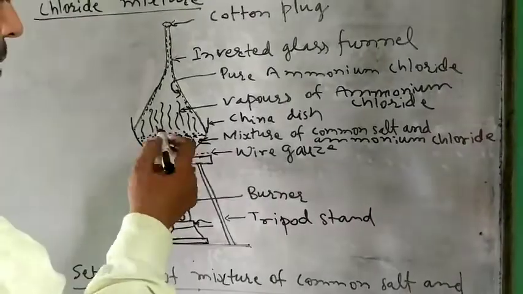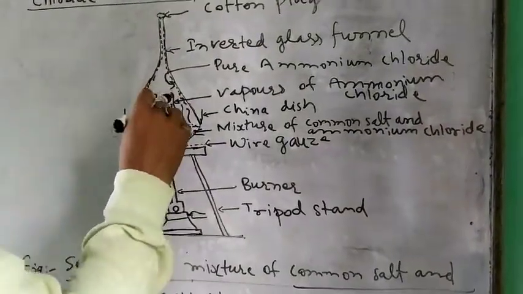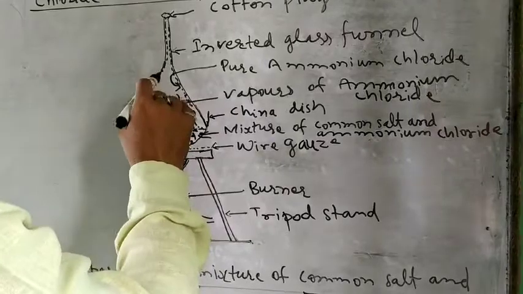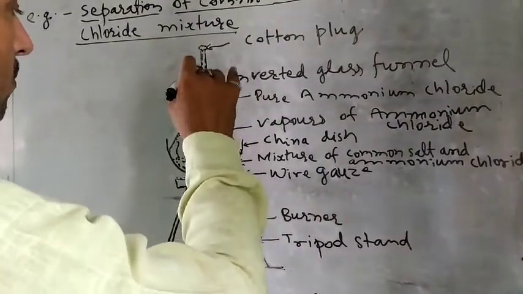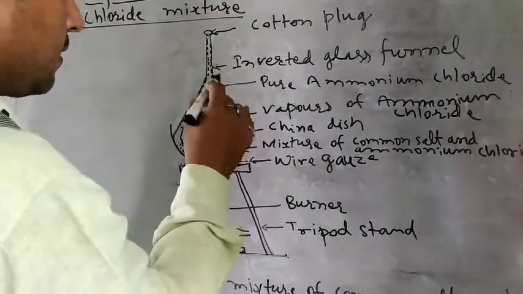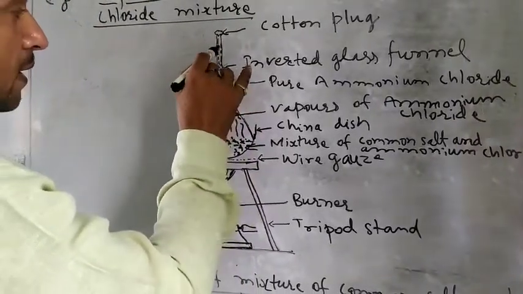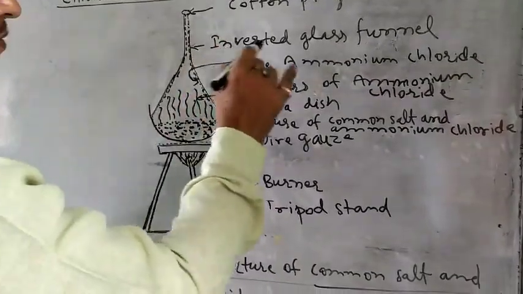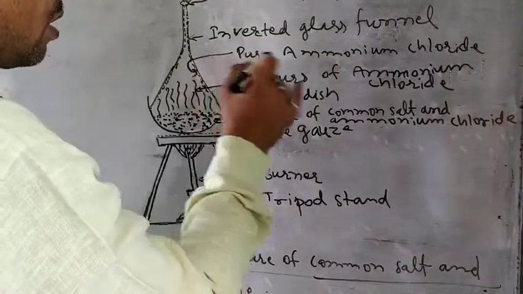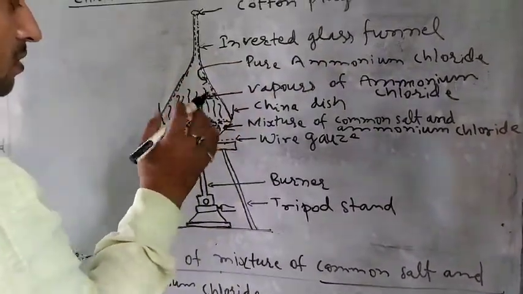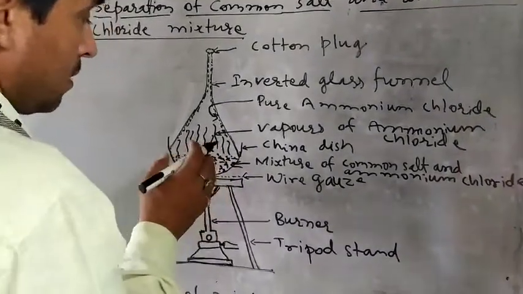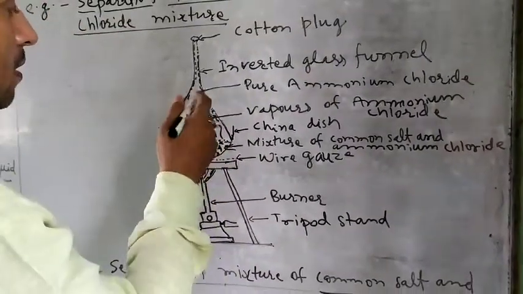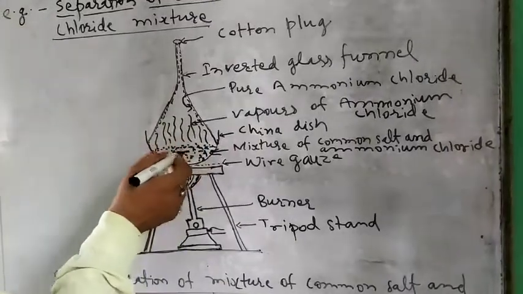the mixture warms up, and vapors of ammonium chloride rise up and condense in the stem of the funnel, and convert into solid form and get stuck on the surface of the inverted glass funnel. This is the pure ammonium chloride in the solid form. After the sublimation of all the ammonium chloride, no more vapors of ammonium chloride come out from the mixture.